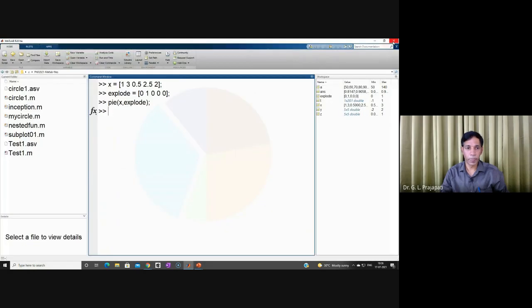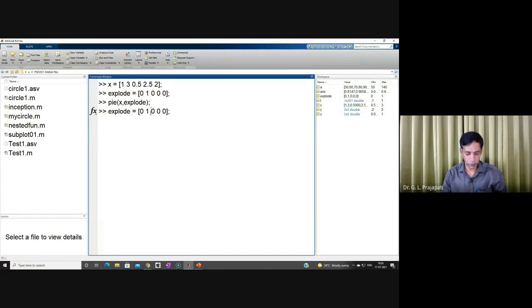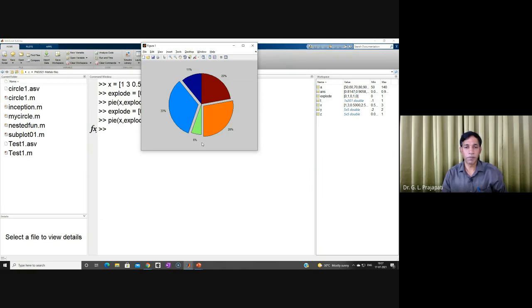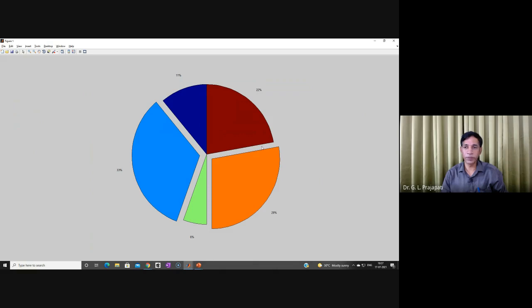Now, if you want to highlight multiple x, you want to do like this. Say which is the smallest one? Maybe like 0.5. I want to highlight this also, or you can highlight any other parts also like this. Then pie explode. You can see there are two slice offsets. This is one and this is other. Can you see? Yes, sir. So two slice offsets.